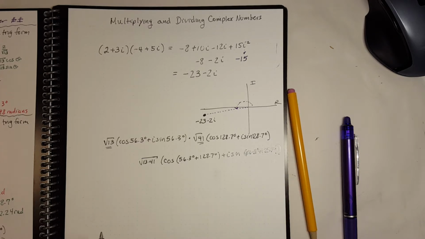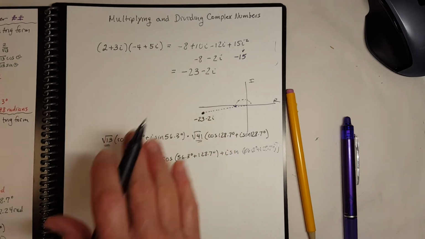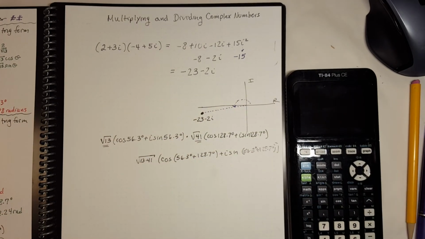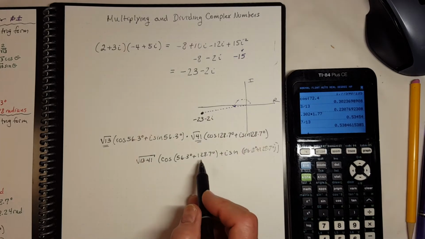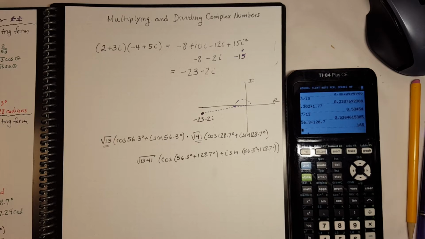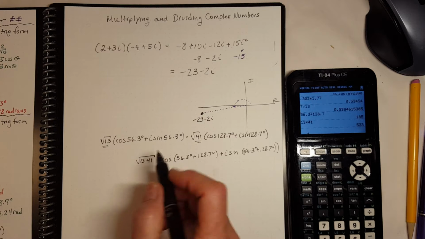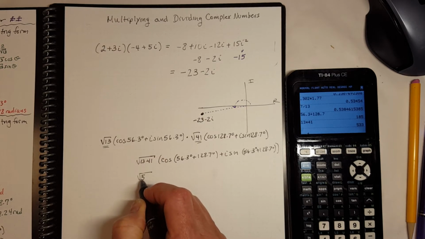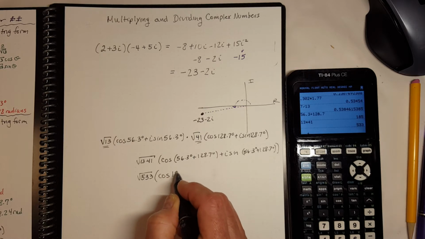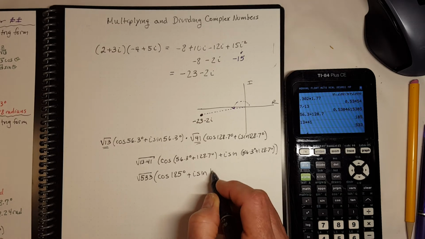So for more and more complicated problems, this algebra step is easier than the foiling and resolving of that i squared into negative 1. And so let's just add 56.3 plus 128.7, and we get 185 degrees. And 13 times 41, so this becomes the square root of 533, and we have cosine of 185 degrees plus i sine 185 degrees.